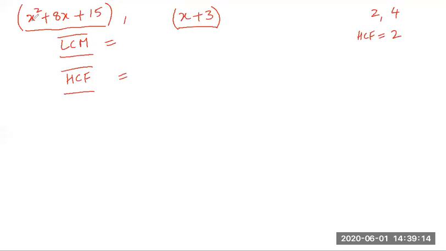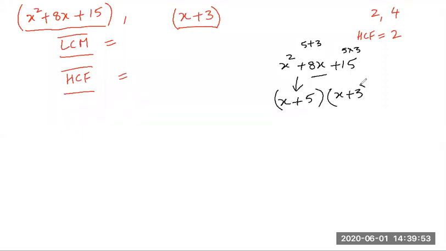The other is the quadratic polynomial x squared plus 8x plus 15. Again, we want to find, let's do the easy thing first, the HCF, highest common factor. We know that by middle term splitting, 5 plus 3 is 8 and 5 into 3 is 15, so it will be x plus 5 into x plus 3. These will be the factors.